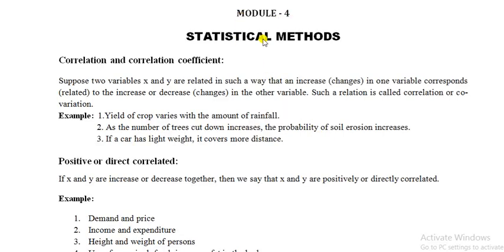Module number 4, Statistical Methods. First one is definition of correlation.